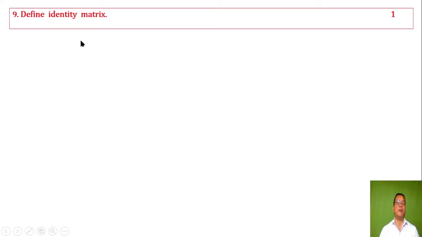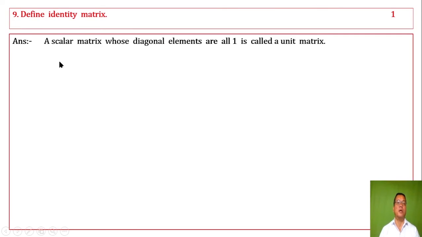Define identity matrix. 1 mark. A scalar matrix whose diagonal elements are all 1 is called a unit matrix.